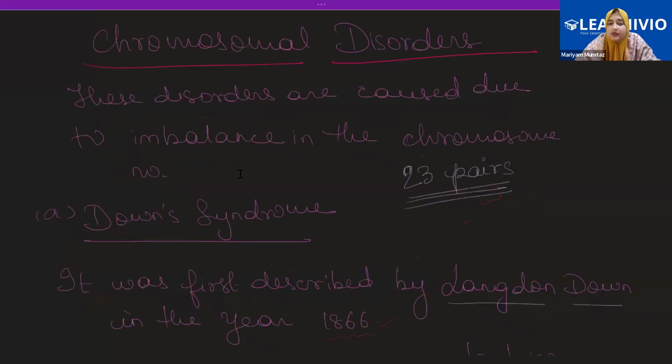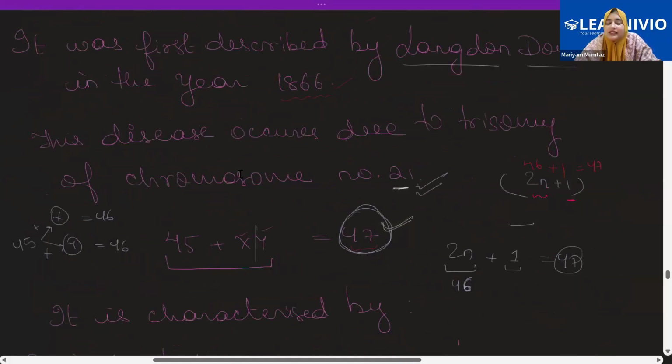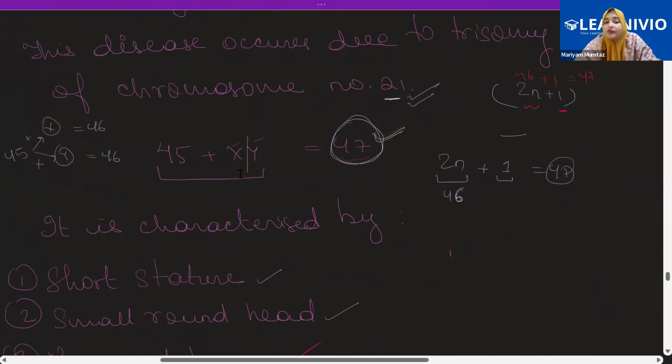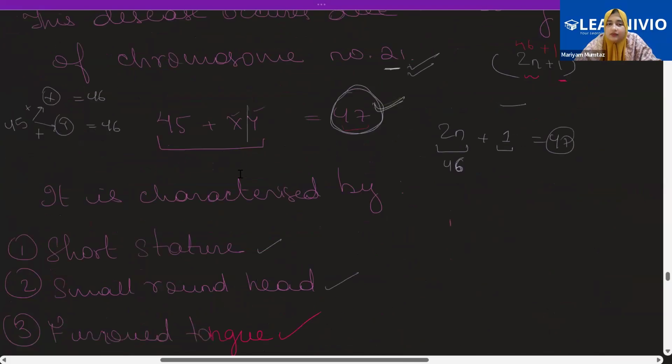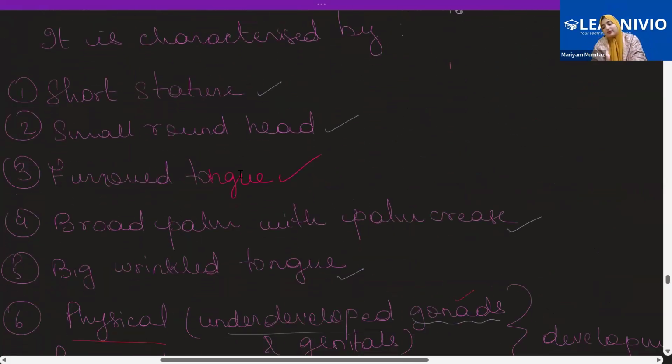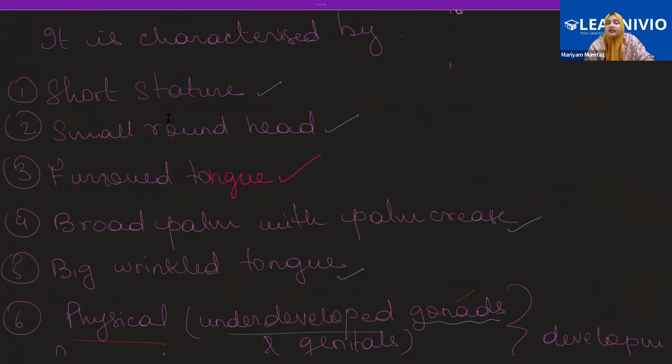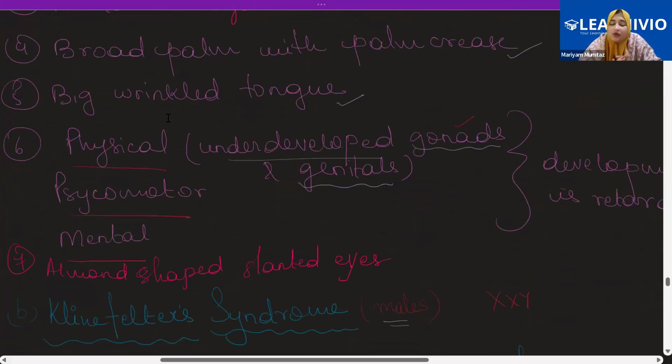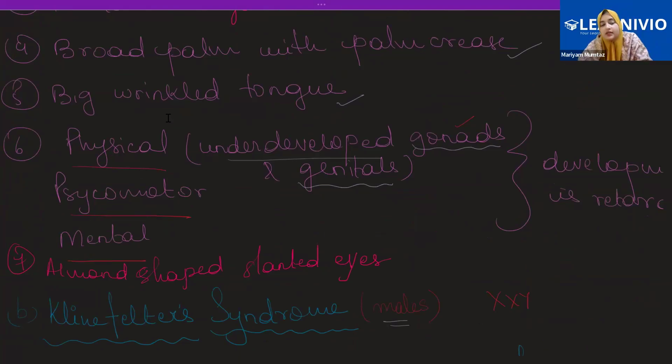So Down syndrome was described by Langdon Down, and this disease occurs because of the trisomy of chromosome number 21. Now here, what happens? The person that has the trisomy has a short stature, a small round head is present, the tongue is furrowed, the palm is broad with a lot of creases on it, there's a big wrinkled tongue, and all sorts of physical, psychomotor, mental abilities are retarded or underdeveloped. They have almond-shaped eyes that are sort of slanted. Furthermore, this was the first disorder that comes under the chromosomal disorders.